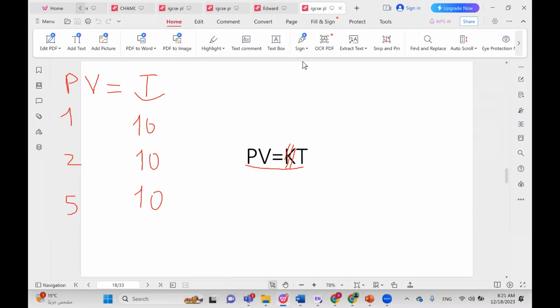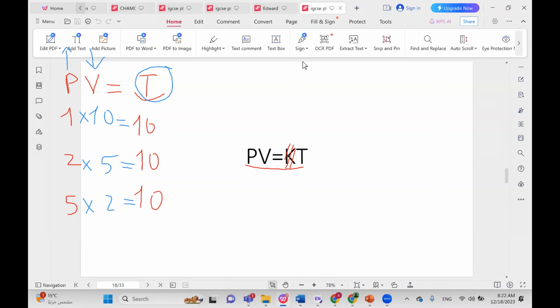So if the pressure is 1, the volume must be 10 because 1 times 10 equals 10. If the pressure is 2, then the volume is 5. If the pressure is 5, then the volume is 2. So what does this tell me? This tells me that if this is constant, then these two must follow an inverse relationship. And this works for any equation, not necessarily pressure and volume.